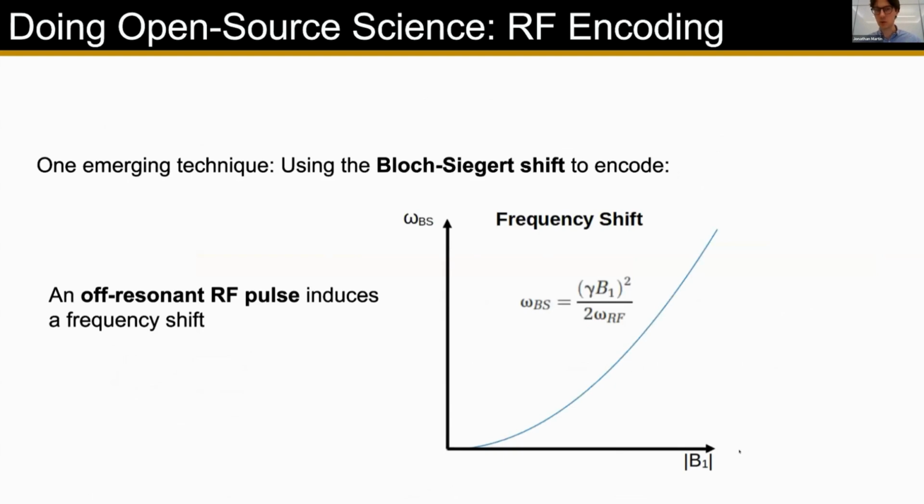But one emerging technique that we've worked on in our lab a lot is using the Bloch-Siegert shift. The Bloch-Siegert shift is a frequency shift that is produced in response to an off-resonant RF pulse. This off-resonant RF pulse introduces this frequency shift that is approximated by the relationship right here. The off-resonance of the RF pulse is in the denominator, but the dominant thing is the magnitude of the B1 that determines your frequency shift in the numerator. And so this can give you a nice input.